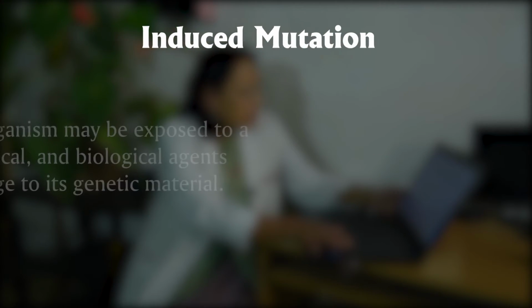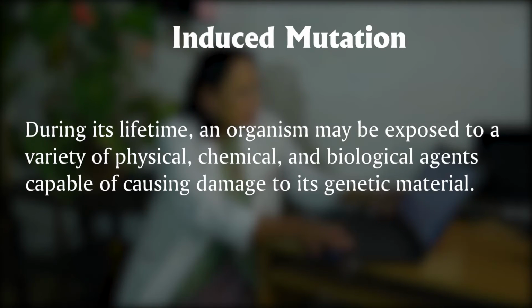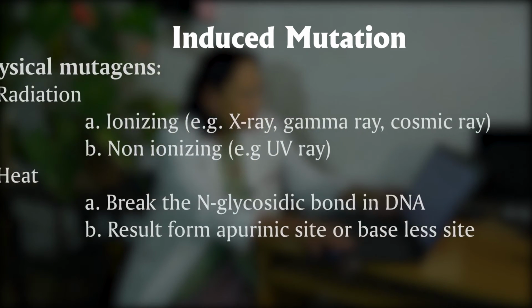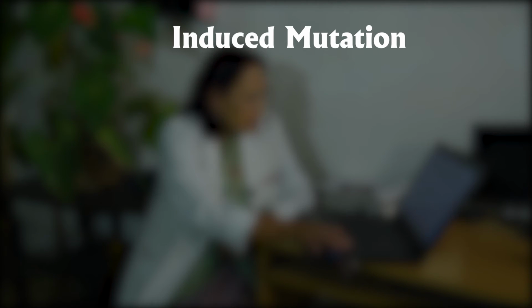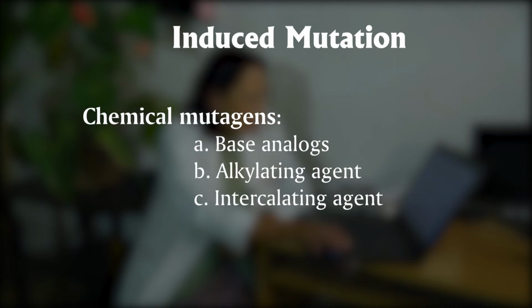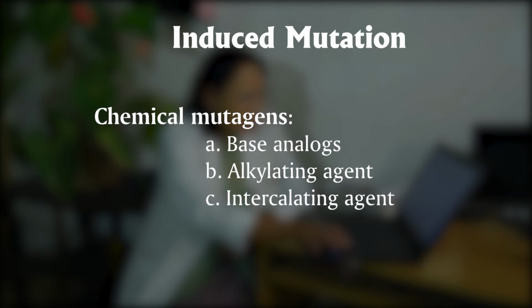Induced mutation: during its lifetime, an organism may be exposed to a variety of physical, chemical, and biological agents capable of causing damage to its genetic material. Physical mutagens, a very common example being radiation, are ionizing, for example X-ray, gamma ray, cosmic ray, and non-ionizing, such as ultraviolet ray. Heat breaks the N-glycosidic bond in DNA and results in an apurinic site or baseless site. Chemical mutagens may be base analogs, alkylating agents, or intercalating agents.